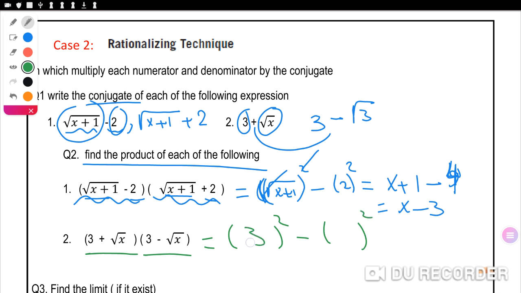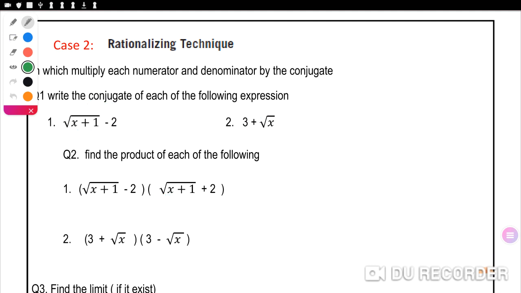Squaring the first term minus squaring the second term, which is square root x. It will be 9, and the square cancels the root, so it will be minus x. Okay? I hope you understand the meaning of the conjugate of any expression and the product of any expression by its conjugate. I want each one of you to remember the meaning of the conjugate.